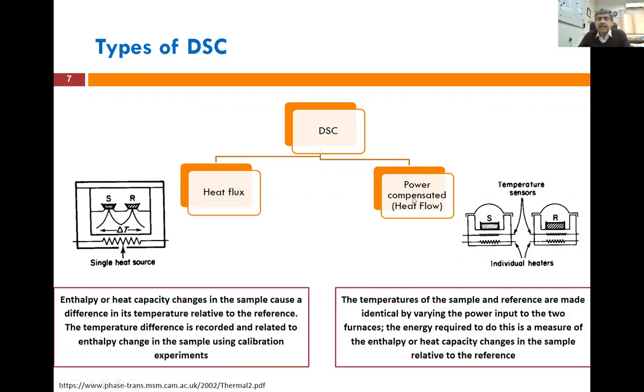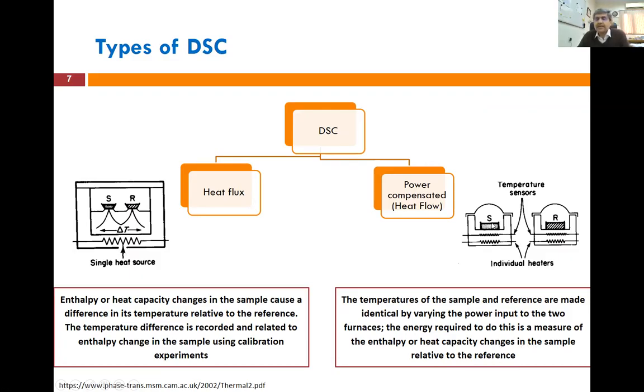In contrast to that, power compensated DSC has two individual furnaces or two individual heaters, one for the sample and the other one for the reference. The temperature of the sample and reference are made identical by varying the power input to the two furnaces, and the energy required to do this is a measure of the enthalpy or heat capacity changes that are taking place in the sample relative to that of the reference.